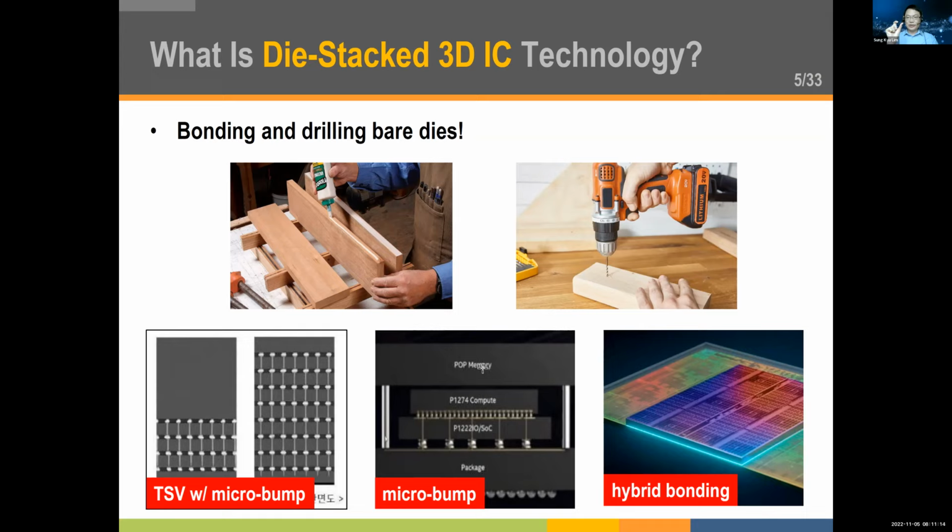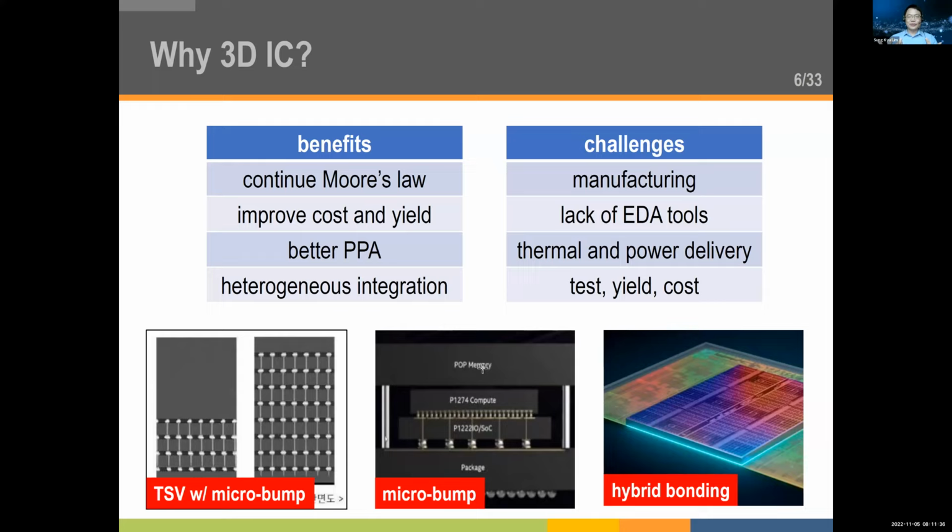The reason they call it hybrid is because the conductors, the copper pads, are bonded together, but then the silicon dioxide in between, the insulator, is also bonded together. So it's a hybrid form of bonding. Why do we do this? Bonding and drilling and gluing, and the benefit turned out this simple technology enables a lot of cool things.